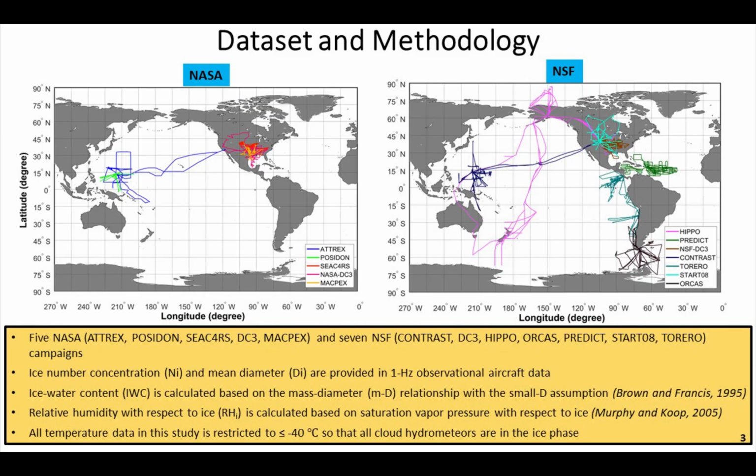And so going into the methodology of this study, I used 5 NASA and 7 NSF campaigns, and the individual campaign flight tracks are shown in the global maps above. The ice number concentration and mean diameter are provided in the observational aircraft data. The ice water content is derived and calculated based on the mass diameter relationship with a spherical assumption based on the Brown and Francis method. And the relative humidity with respect to ice is calculated based on saturation vapor pressure with respect to ice. And since this is a cirrus cloud study, we restrict all the temperature data to less than or equal to -40 Celsius.